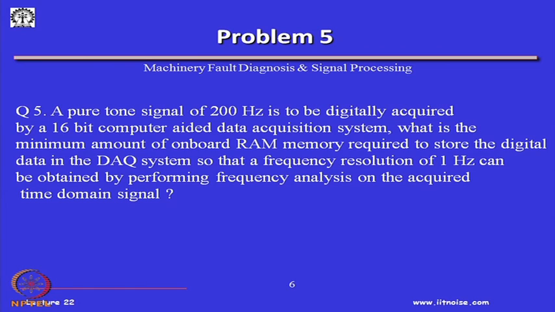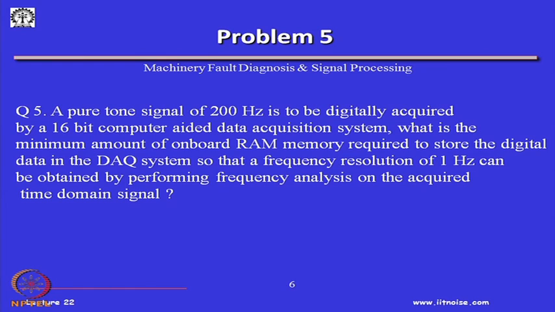A pure tone signal of 200 hertz is to be digitally acquired by a 16-bit computer-aided data acquisition system. What is the minimum amount of onboard RAM, that is random access memory, required to store the digital data in the system so that a frequency resolution of 1 hertz can be obtained by performing analysis on the acquired time domain signal?